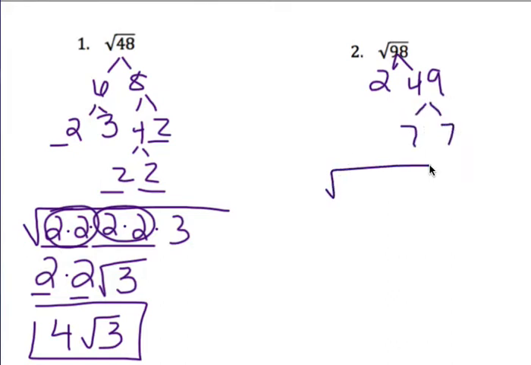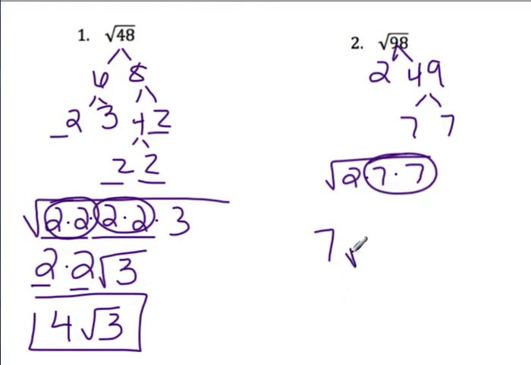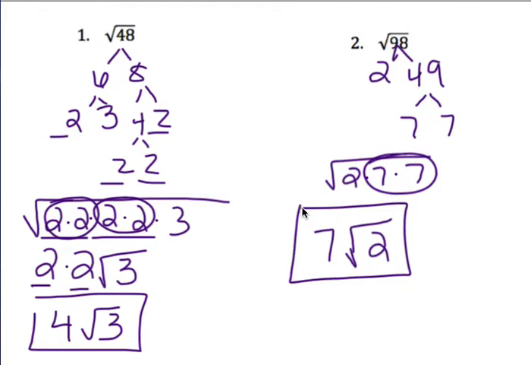So let's go ahead and let's write that underneath our radical. So we can take out a pair of 7s. So when I write them on the outside, I'm only writing 1 7 to represent that pair that I found. And then left underneath the radical is 2. So then what I have here is 7 square root of 2.